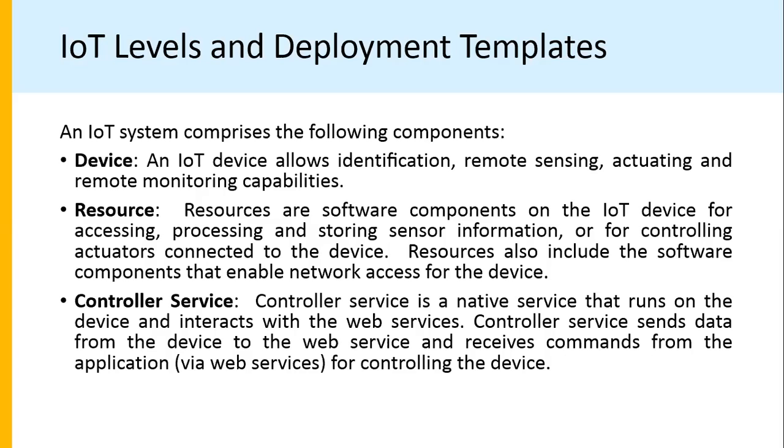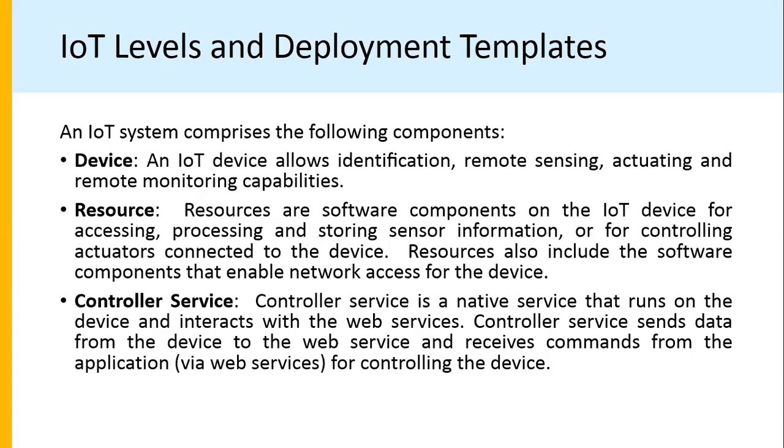For example, if I am a device who senses the temperature of a room, then I'm sensing remotely and I need to send the data. Then I require the software components, some interfaces for communication, to send the data and to receive control signals. So resources are software components on the IoT device for accessing, processing and storing sensor information.